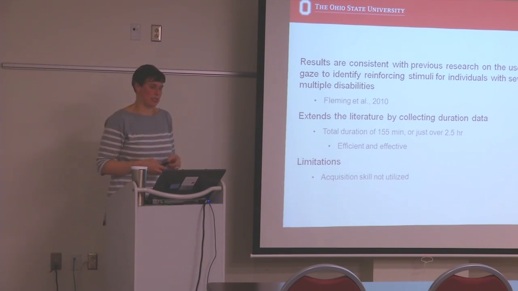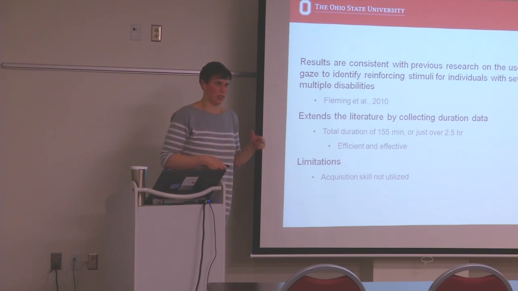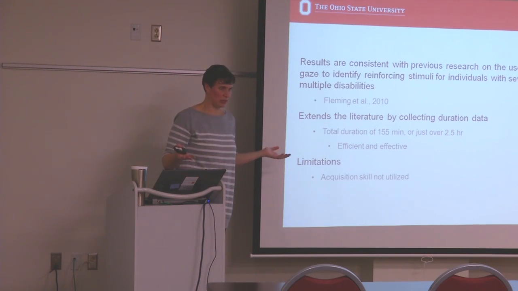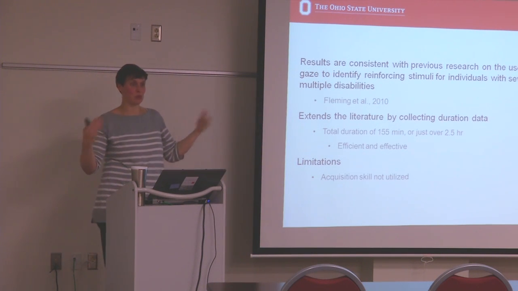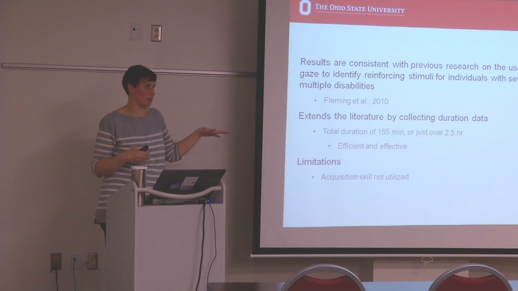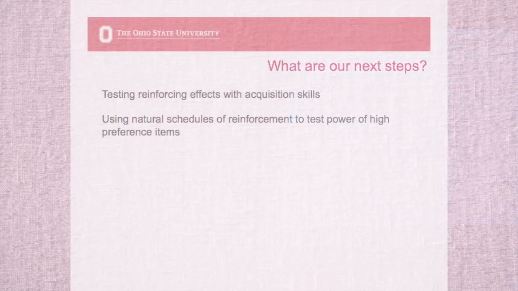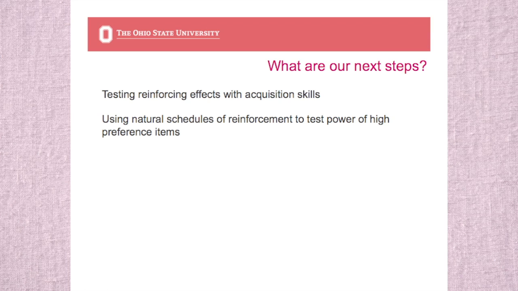Here's our biggest limitation, is that we did not test a skill in acquisition, okay? We already knew they could look because they selected the items by looking, right? So all we were testing was, would you look at me more if I gave you the reinforcer or not? And we had an effect, okay? But this really gets us to where we're at next.